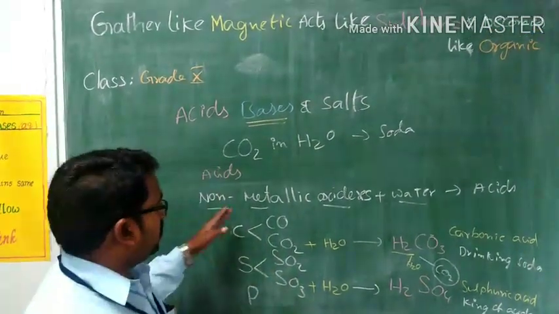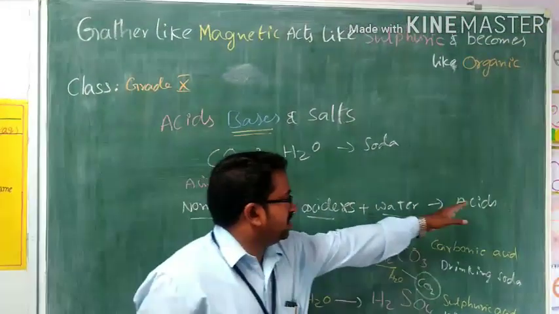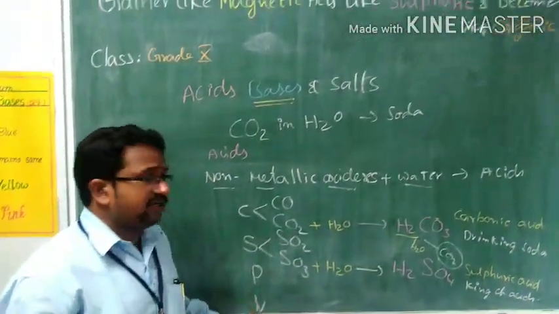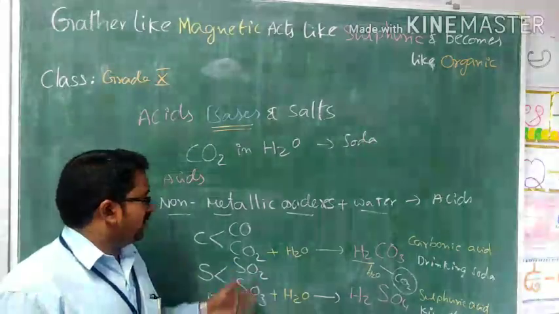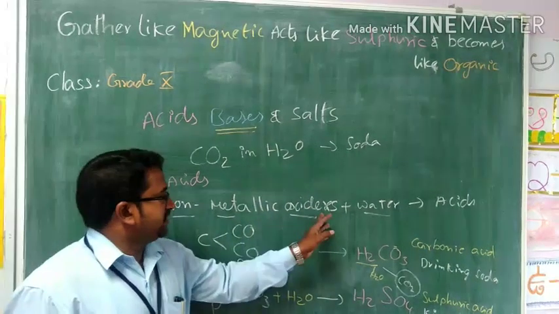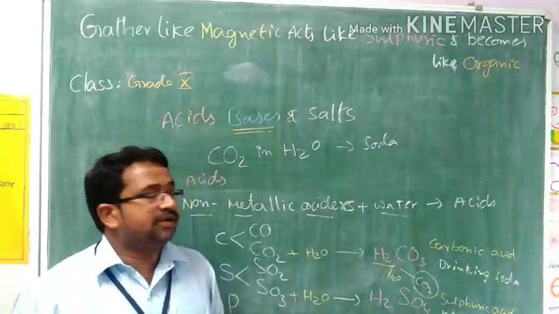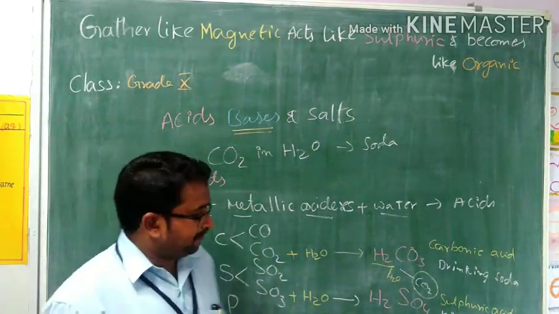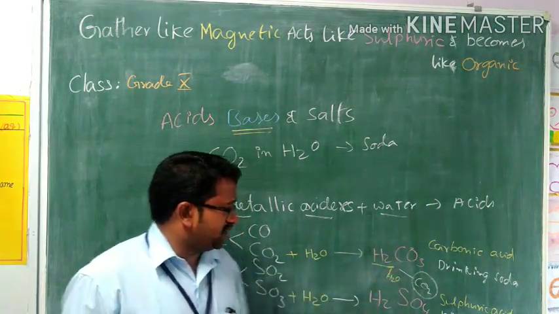Now let us see once again how we can prepare acids. When non-metallic oxides dissolve in water, they produce acids. Non-metals are carbon, sulfur, phosphorus, nitrogen, which are toward the extreme right of the periodic table. Their oxides are non-metallic oxides. When they dissolve in water, they produce acids. Like this, nitric acid, phosphoric acid, all those can be added.